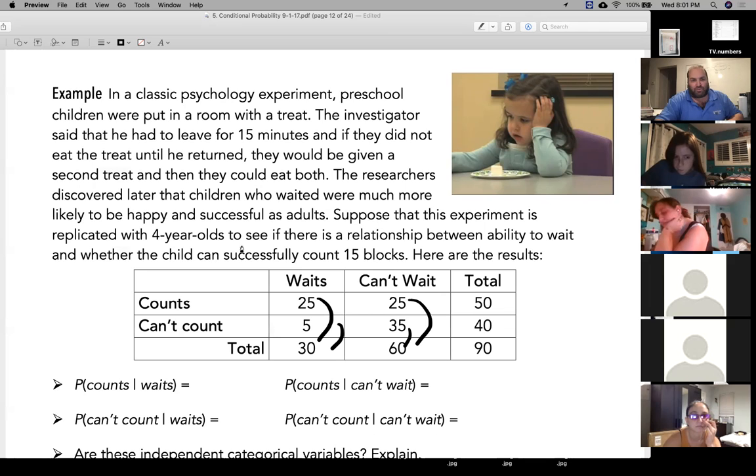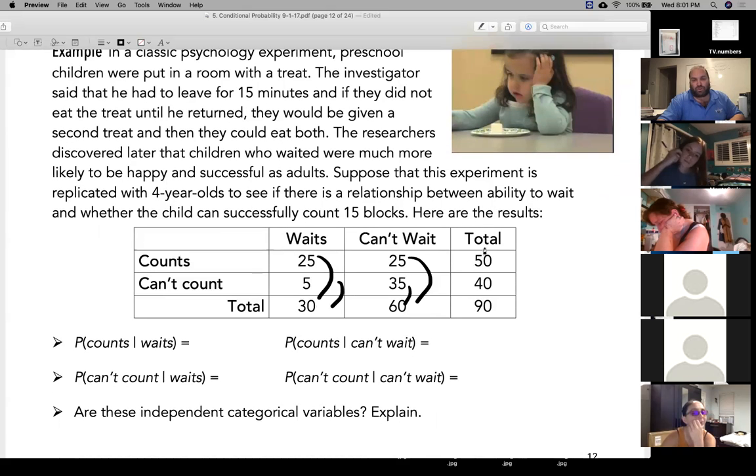Now, suppose that this experiment is replicated with 4-year-olds to see if there's a relationship between ability to wait and whether the child can successfully count 15 blocks. A whole different experiment. Forget about being happy. Can you wait and can you count to 15? So here are the results.